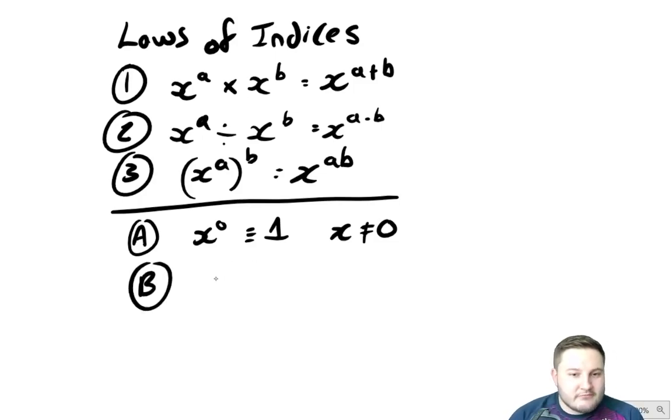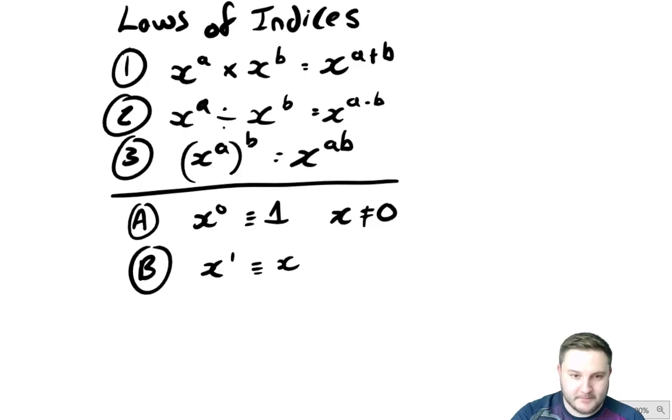Another key fact: anything raised to the power of 1 is itself, which is a nice little interesting idea. Anything raised to the power 1 is itself. And this does include 0. 0 to the power 1 is still 0, and every other value as well.